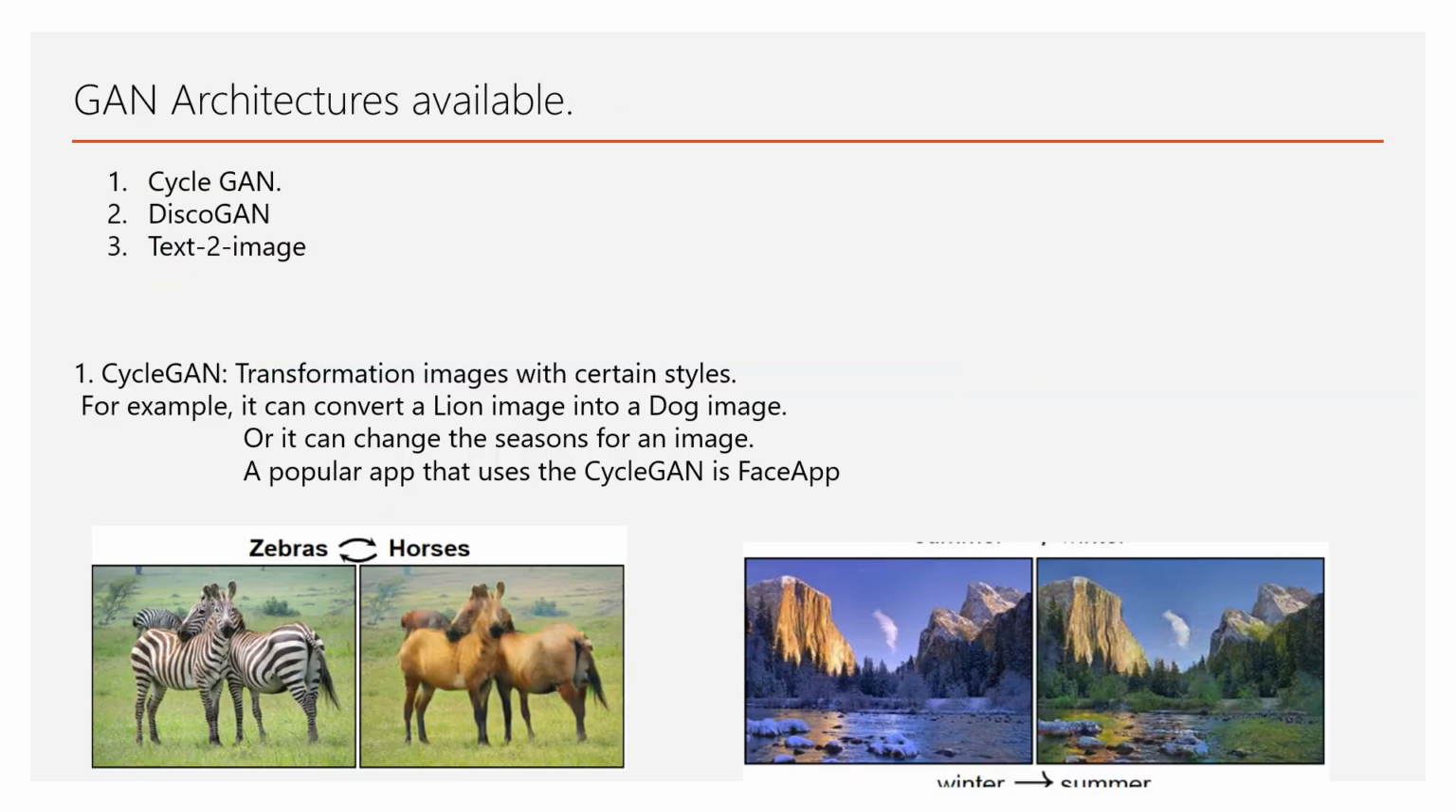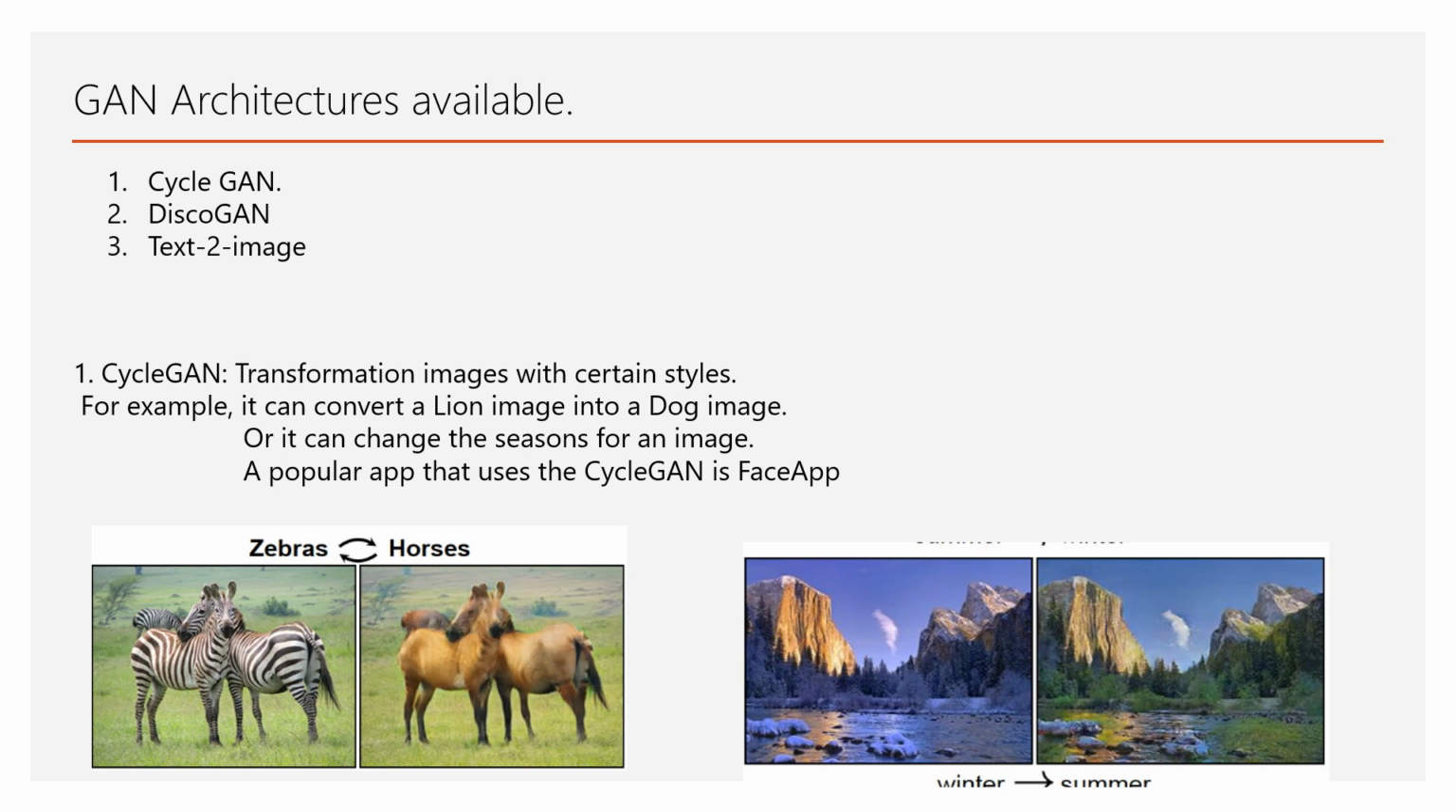Now let's understand the different GAN architectures available. If you have understood the high level architecture, there are three architectures here: the cycle GAN, the discovery GAN, disco GAN, and the text to image. The first one, the cycle GAN, what does it do? It's trying to convert an image from a particular style to another. So if I feed a GAN an image of a lion, it could replicate that onto a dog image, or change from one season to another.